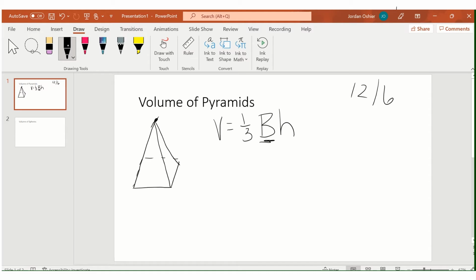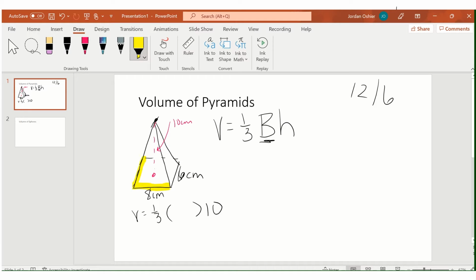Okay, we're going to label the front edge 8 centimeters, the right edge 6 centimeters, and as a reminder, no edges are going to be the height. The height is always from the apex straight down to the middle, and that value is going to be 10 centimeters. So with this, it's going to simply be volume equals 1/3, whatever the area of the base is, times the height of the pyramid. The height of the pyramid in this case is 10.